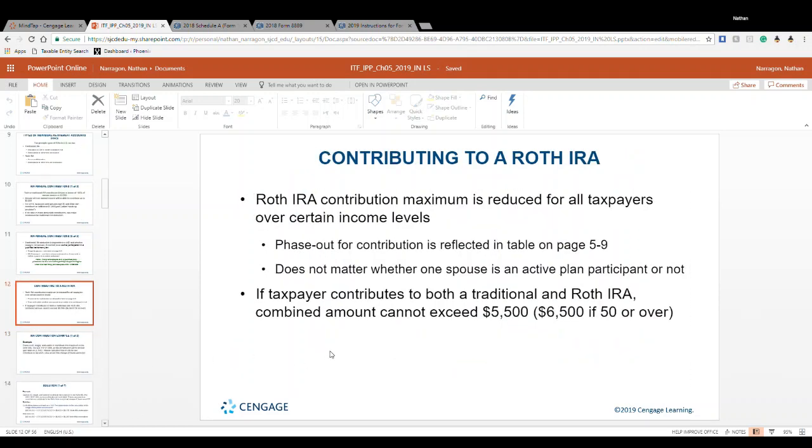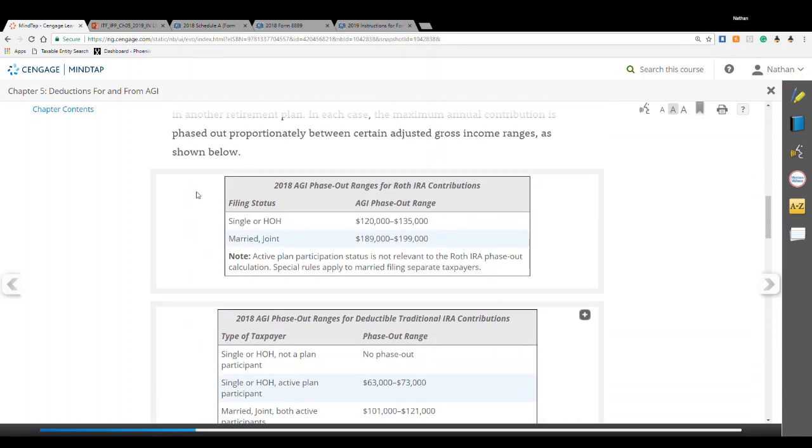So, contributing to a Roth. Roth IRAs do have a contribution max. It is reduced for all taxpayers over certain income levels. We just looked at the chart on the previous one. So it does not matter whether one spouse is an active plan participant or not when it phases out how much we can contribute. If the taxpayer contributes to both the traditional and the Roth, the combined amount cannot exceed $5,500, because that's the limit on the traditional. Okay, it basically takes over everything. So again, these are our limits on contributions. We have contribution limits, as always, that we have to watch out for: that $5,500.